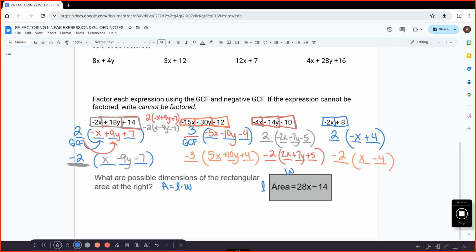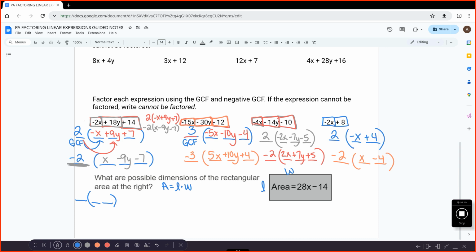So in order to figure out what your 2 side lengths would be, we would need to factor out a few numbers here. It says, what are the possible dimensions? It doesn't tell you to list them all, but we are going to list as many as we can here. I'm going to start with the GCF. So between 28x and negative 14, the GCF, the biggest number that you can divide both of those numbers by, is 14. So we're going to start first with our GCF and then the 2 numbers inside.